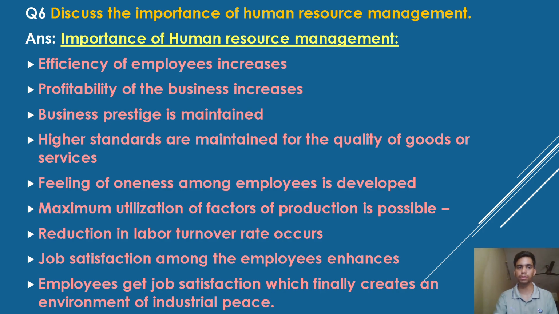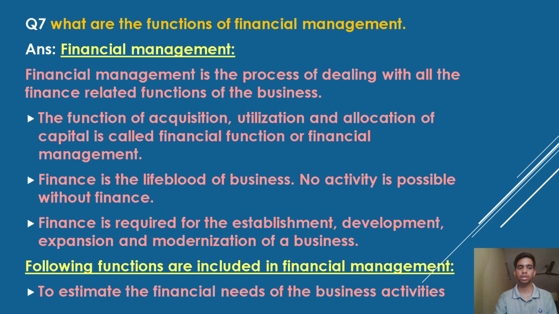of goods or services, feeling of oneness among employees is developed, maximum utilization of factors of production is possible, reduction in labor turnover rate occurs, job satisfaction among the employees enhances, employees get job satisfaction, which finally creates an environment of industrial peace. Question number 7.